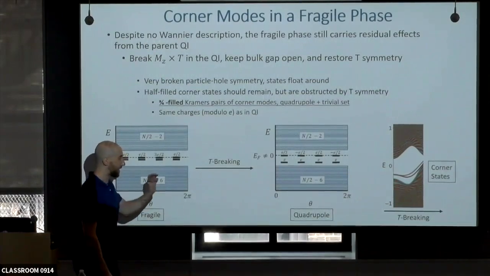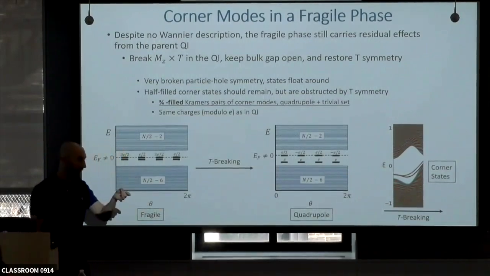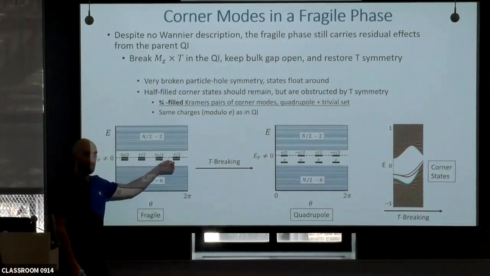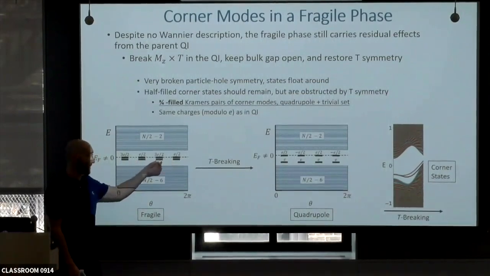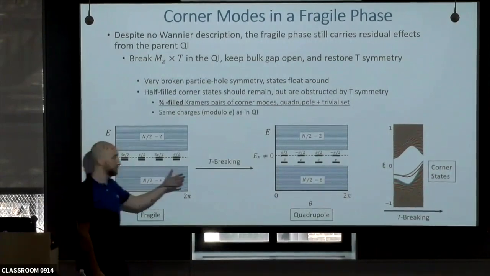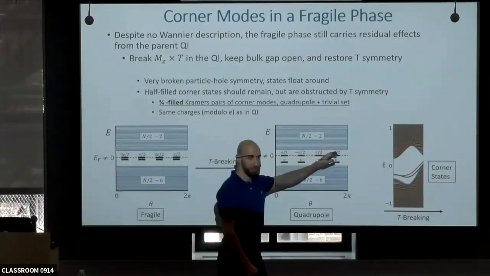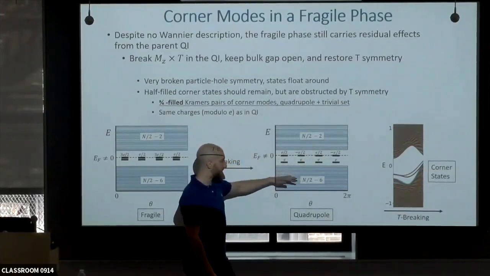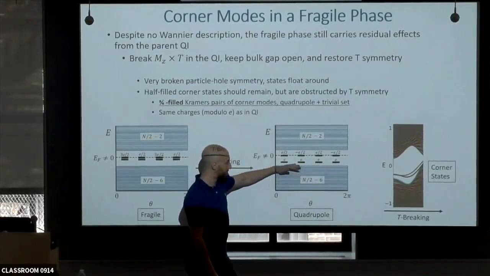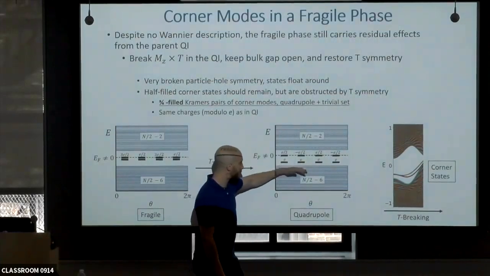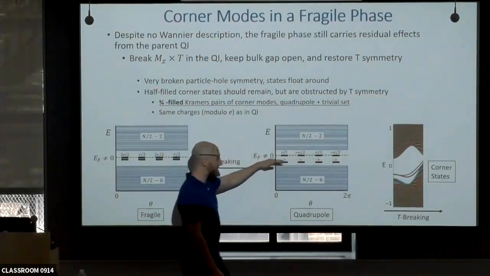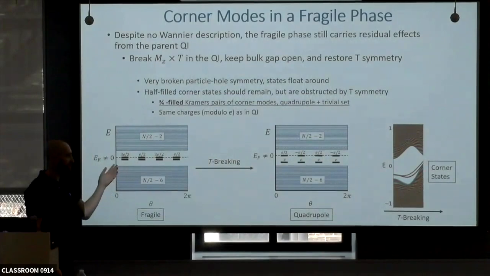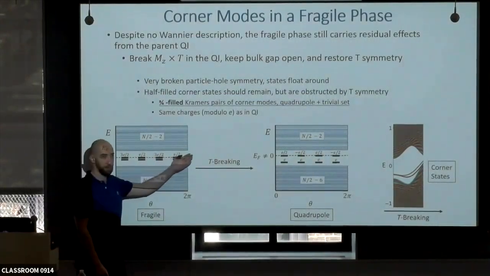As I restore time reversal symmetry, I know that at the end, I have to have Kramers pairs of corner states. But when I get there, they're not half filled. Because what happens is in the quadrupole, I have some average half filling of the corner states. So I have maybe 2 electrons for these 4 states. But as I restore time reversal symmetry and tune towards the fragile phase, I float up 4 fully filled states, and I realize these Kramers pairs of fractionally charged states that have the same charges modulo e as those of the quadrupole.